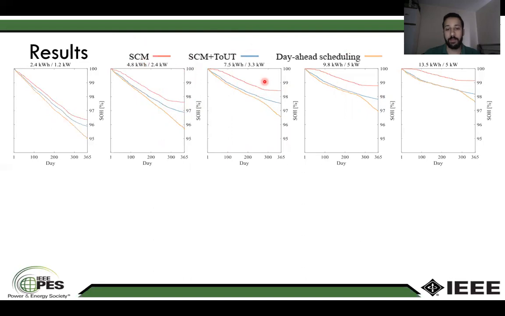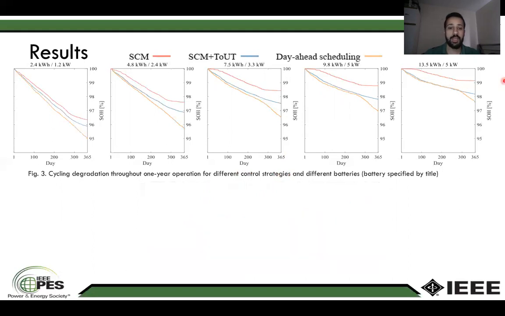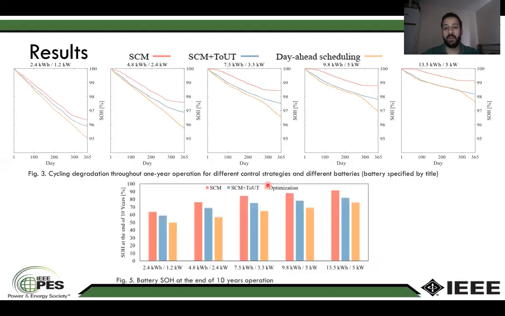In terms of annual bill reduction, surely optimizing the time of use tariff using the second method or using optimization will achieve much better results compared to the self-consumption method for different batteries, and especially for larger batteries. For the degradation, as we mentioned, the first one, which is self-consumption maximization, achieved better results in terms of the state of health at the end of 10 years compared to the other two methods.